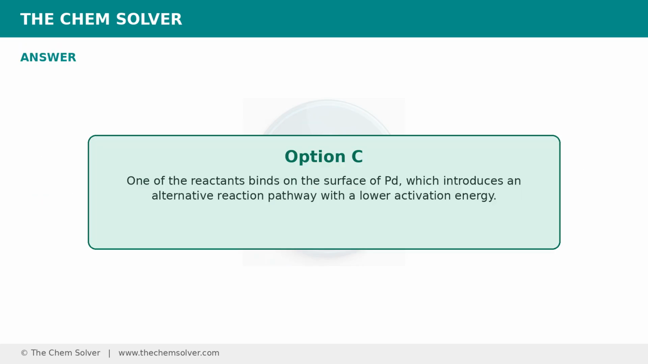The correct answer is option C. One of the reactants binds on the surface of Pd, which introduces an alternative reaction pathway with a lower activation energy.